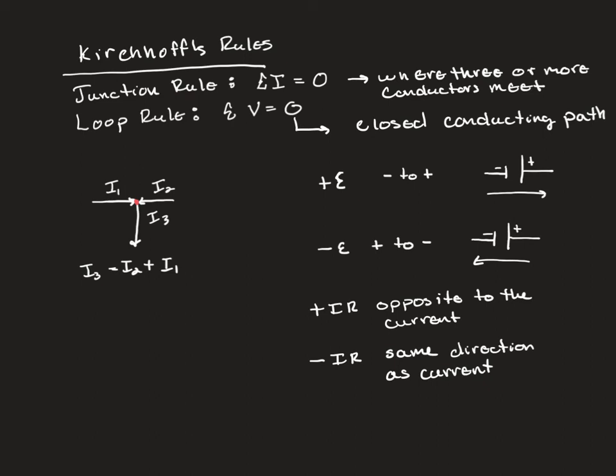And when you go across a circuit element like a resistor, if you're going across the resistor opposite to the current, I times R is going to be positive. And if you're going in the same direction as the current, I times R is going to be negative.